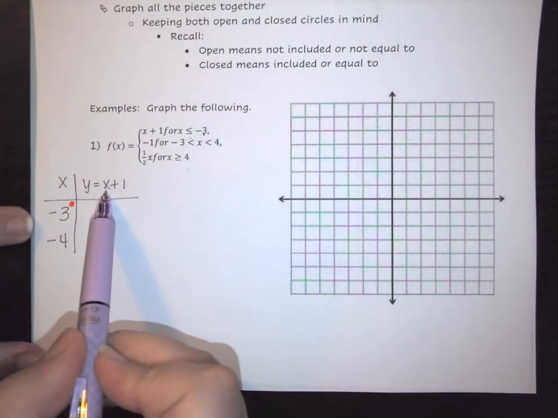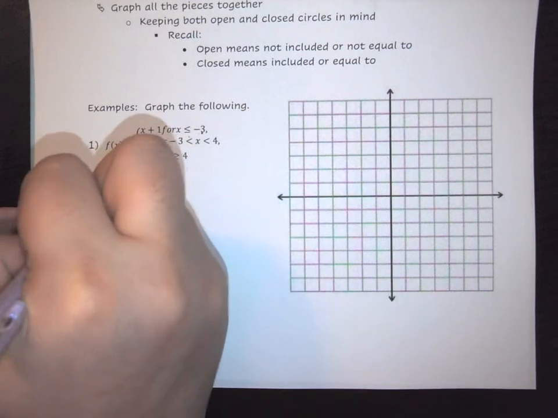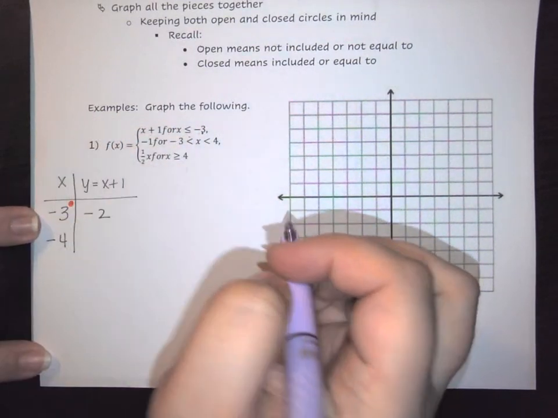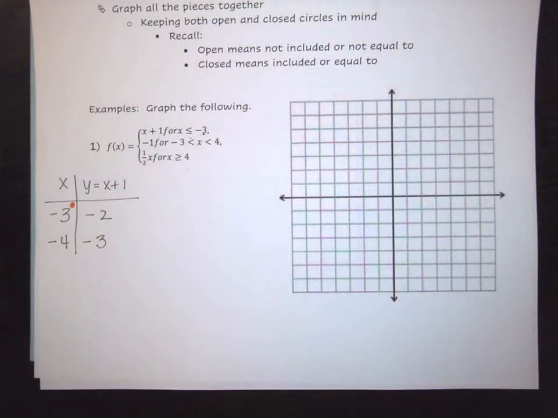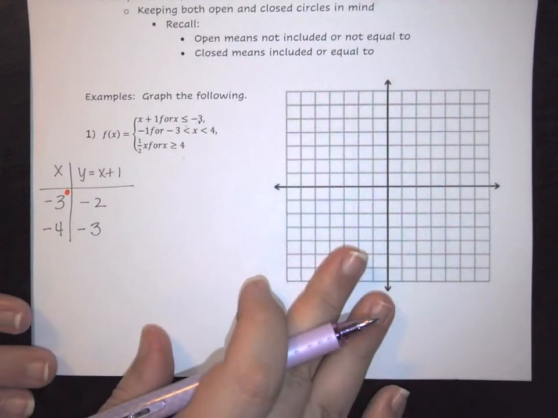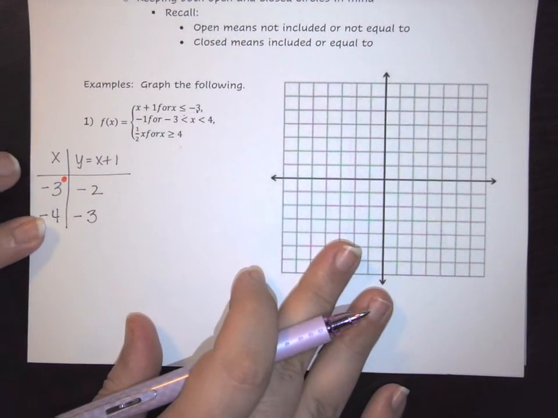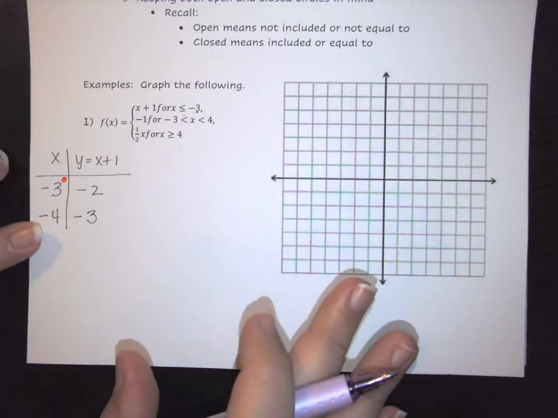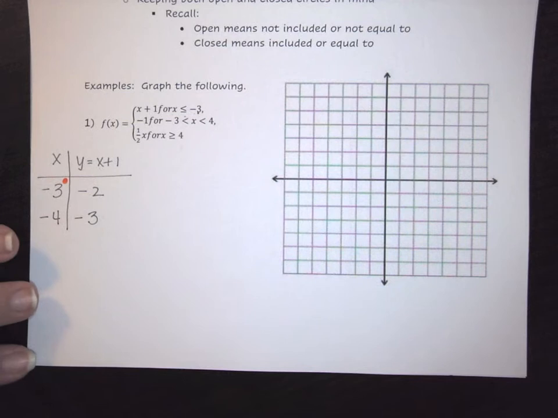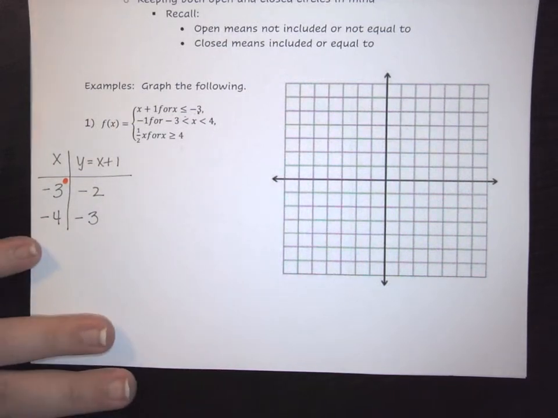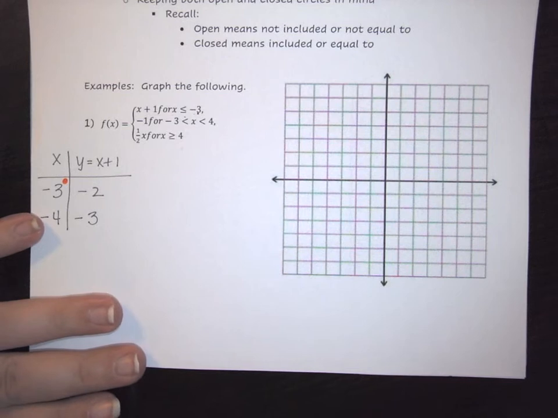So here I'm going to have -3 plus 1 gives you a -2. -4 plus 1 gives you a -3. Okay. So I'm going to go ahead over into my graph, and I'm going to graph this. And I'm also going to color code it just to try and help you see it better. Okay, so in this case, the first point I have is the point -3, -2.